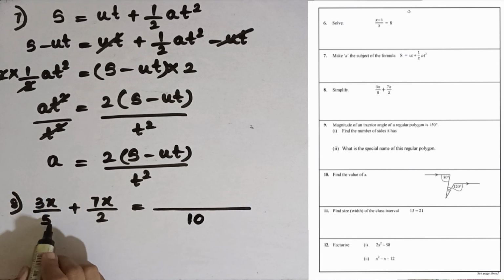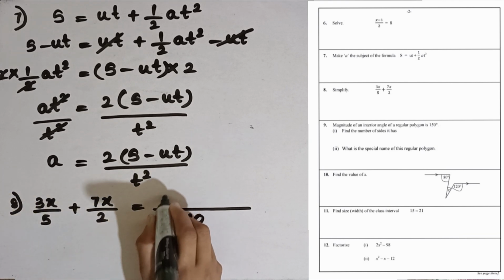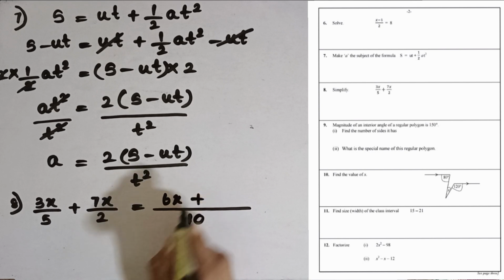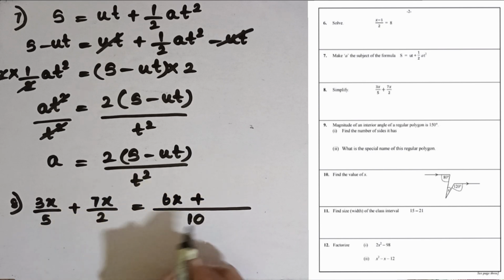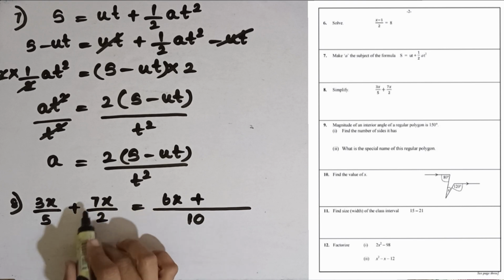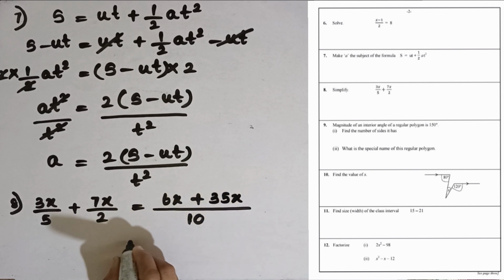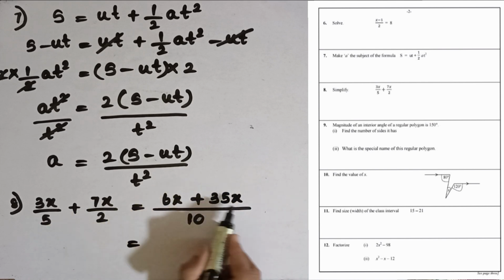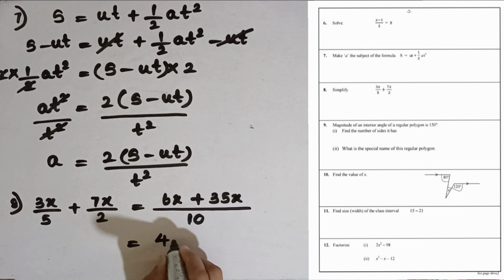Then the first fraction is multiplied by 2. 2 times 5, 10. 2 times 3x is 6x. 6x plus, then this fraction. So the second fraction is multiplied by 5. 5 times 2, 10. 5 times 7 is 35x. Now the denominators are same, so numerators can be added. 35 plus 6 is 41. 41x over 10. That is the answer.